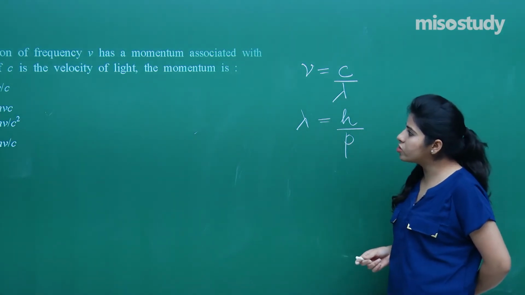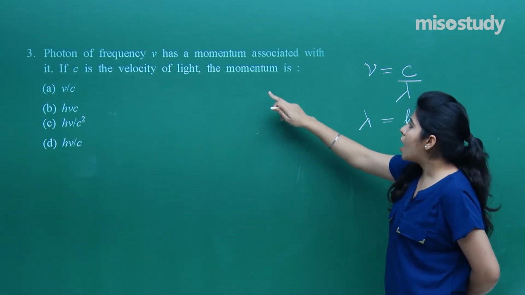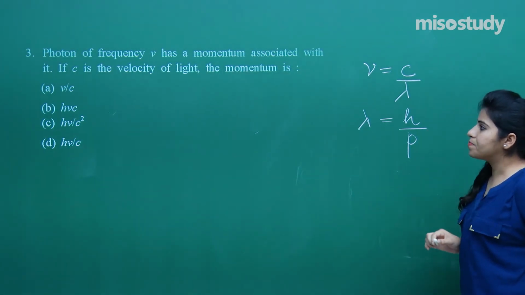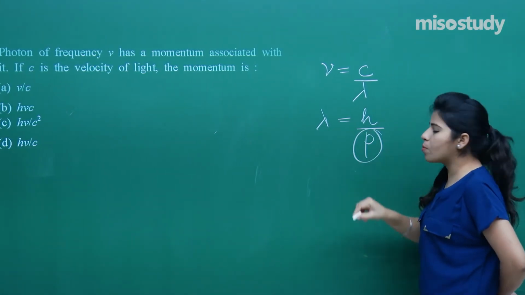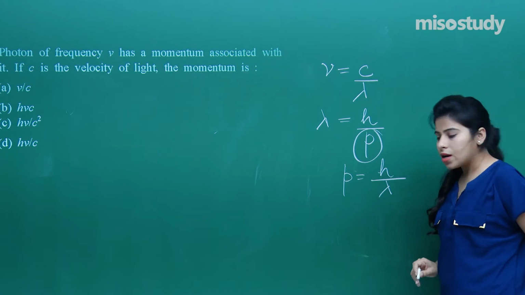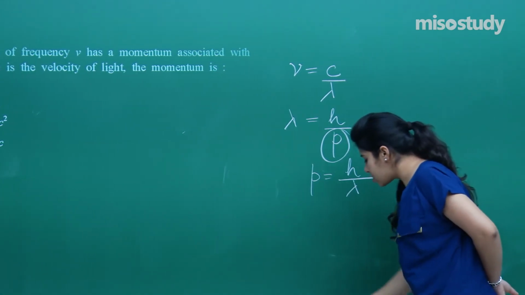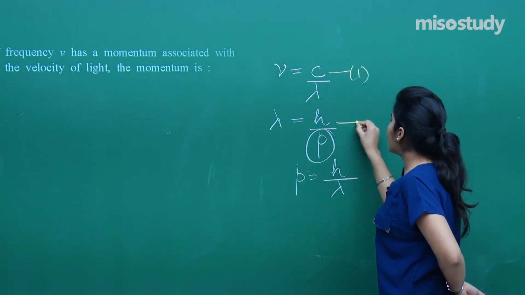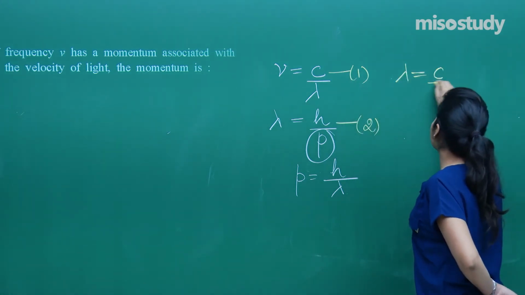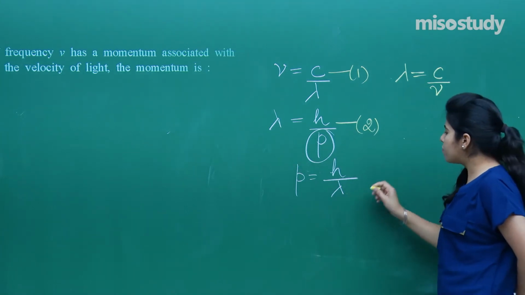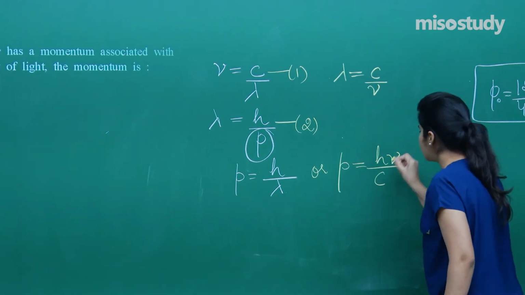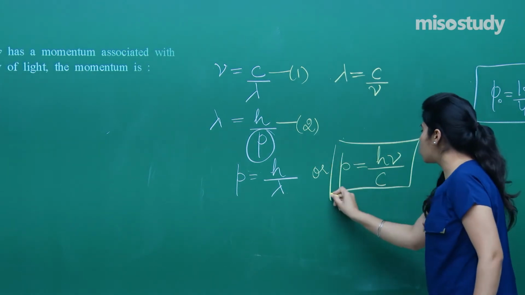Now let us see what the question says. The photon of frequency nu has a momentum associated with it. If c is the velocity of light, what is the momentum? We have to find this momentum, that means p equals h by lambda, right? Suppose this was equation number 1 and this is equation number 2. Find lambda from this equation. My lambda would be c by nu, right? So I put this value in p equals h by lambda, and lambda is c by nu. So your answer is p equals h nu by c.